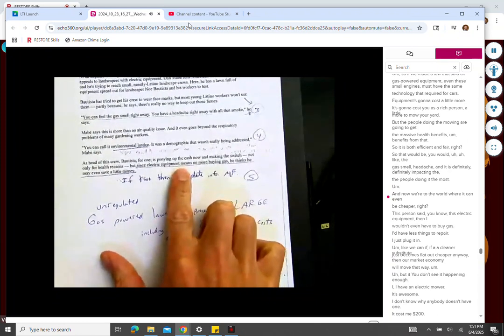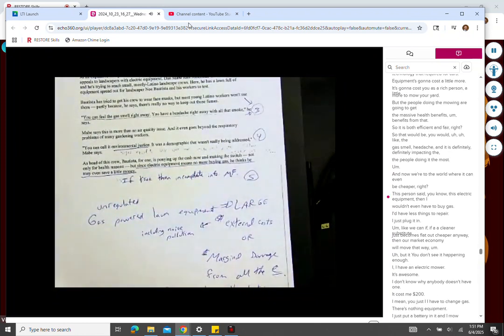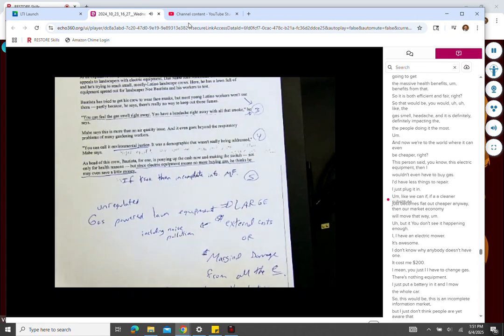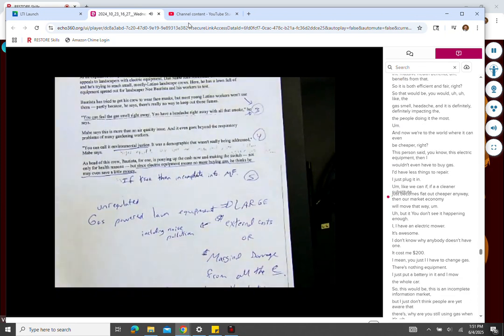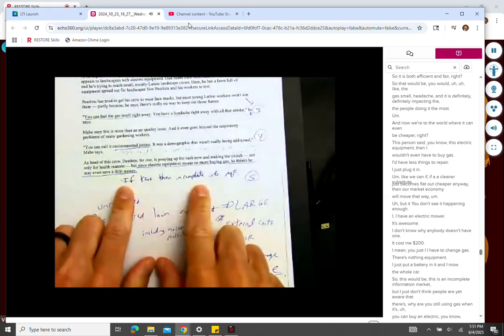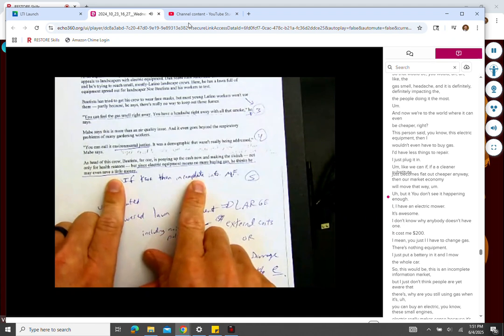And now we're in a world where it can even be cheaper, right? With electric equipment, I wouldn't even have to buy gas. I'd have fewer things to repair. I just plug it in. If a cleaner substitute becomes flat out cheaper anyway, then our market economy will move that way. But you don't see it happening enough.